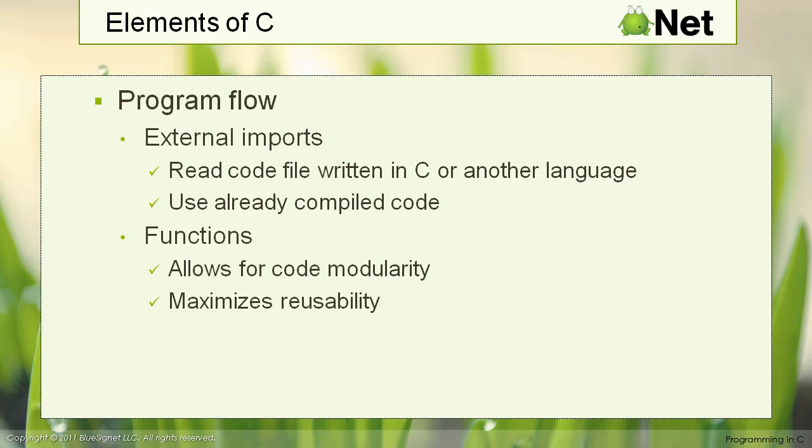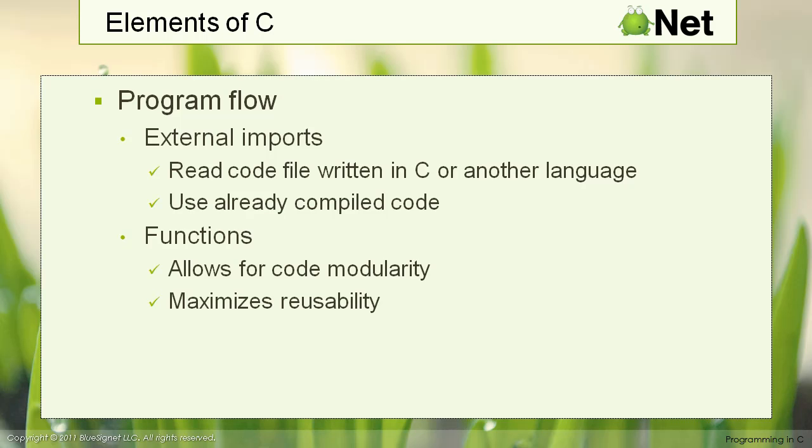So let's take a look at some of the elements of the C language. These are concepts that we're going to move through that we've discussed in the earlier core concepts videos. So we'll just speak to these as things that are included in the C language. In terms of program flow, we have external imports. For example, we can read a code file written in C or in another language, or use an already compiled code. Also, we utilize functions.